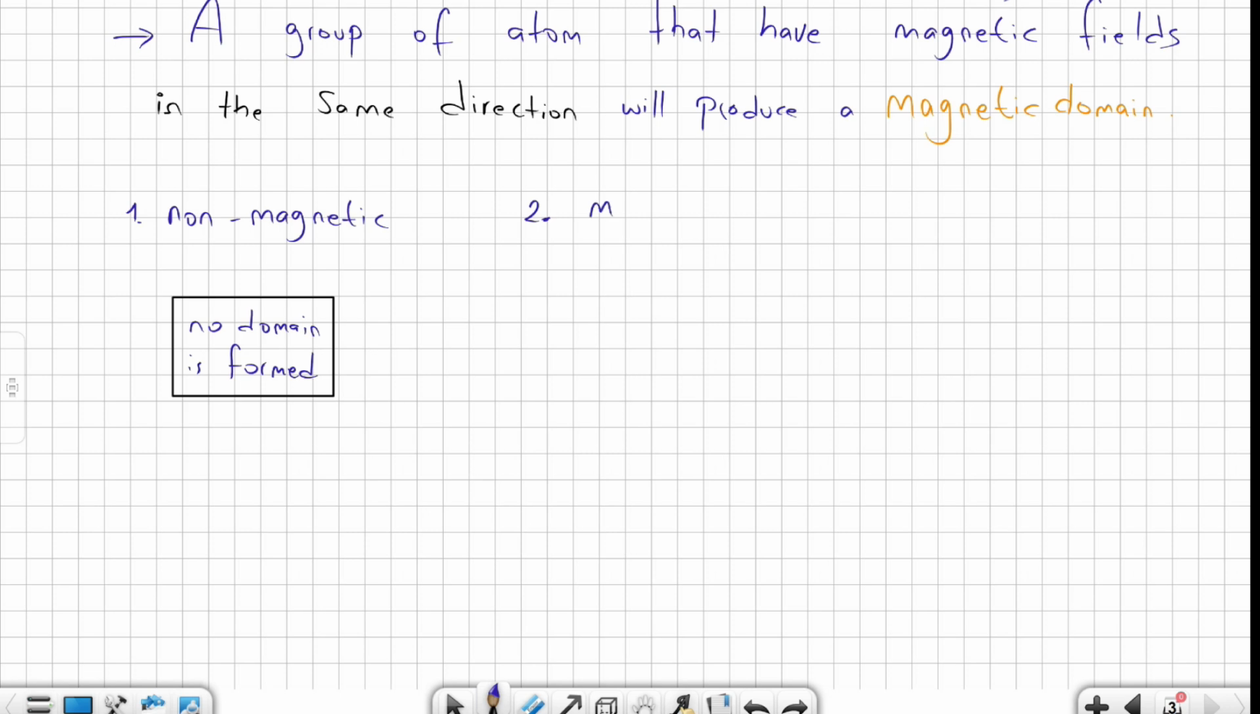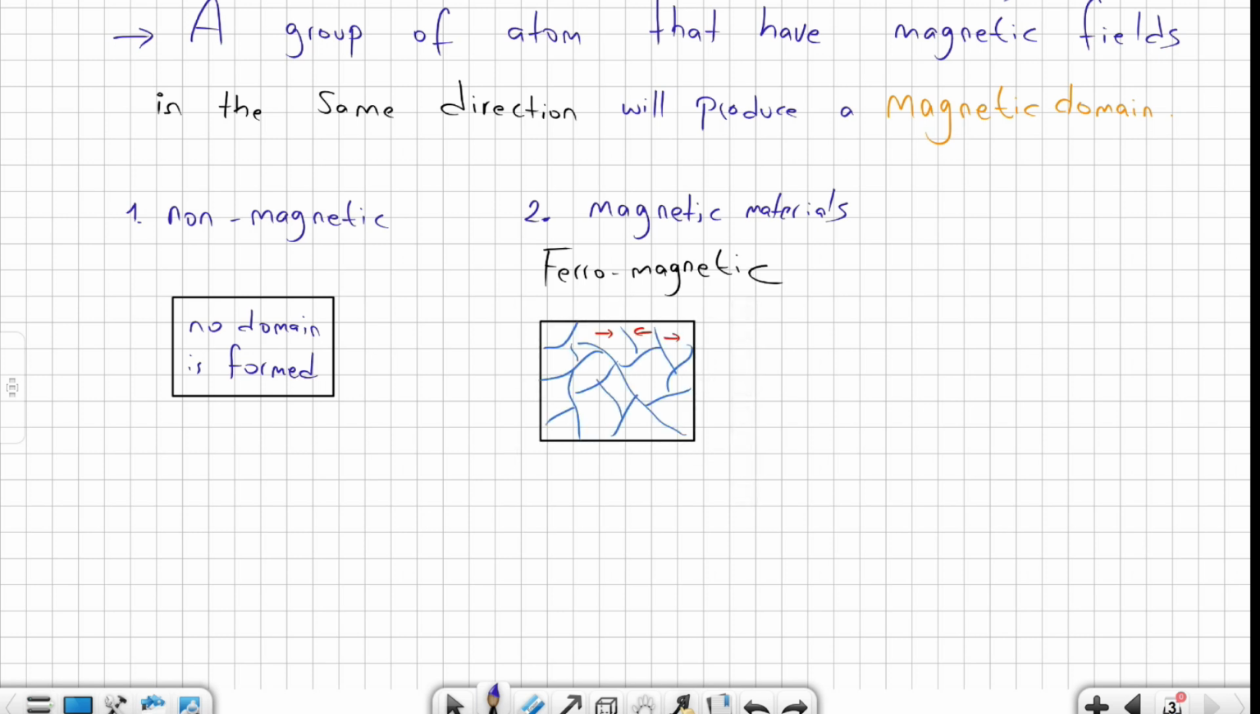The second type of the material is magnetic materials, which are the materials that can be magnetized, and they will be called ferromagnetic materials. In ferromagnetic materials, we have domains. Here, each domain has magnetic field, but all of the magnetic fields are randomly oriented and they all cancel each other. As a result, the net magnetic field is equal to zero. Examples for ferromagnetic materials are iron, cobalt, and nickel.